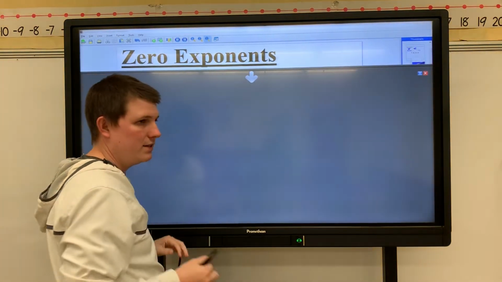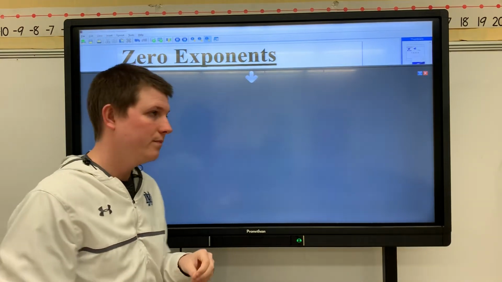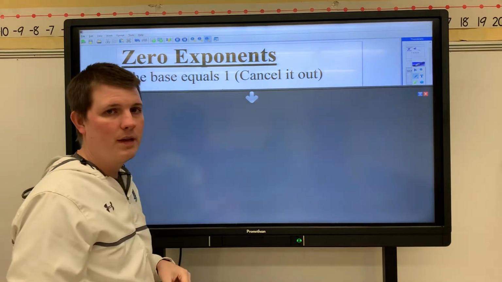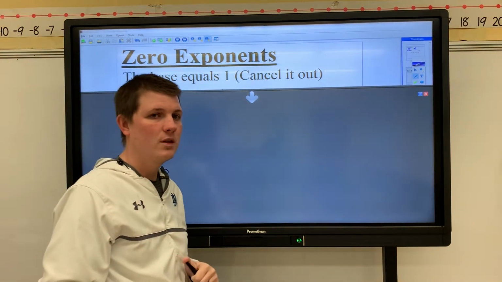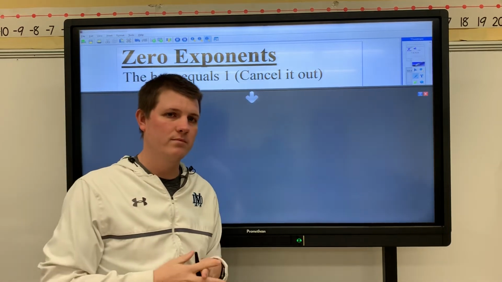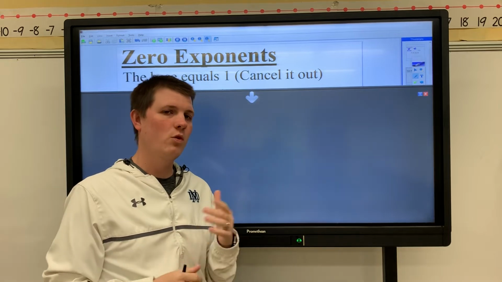First thing we're going to talk about is zero exponents. What happens when your exponent is the number 0? The base equals 1. It basically will cancel itself out. The base becomes a 1. So for example, what is 8 to the 0? What is 10 to the 0? What is 100 to the 0? What is 4 to the 0 power?